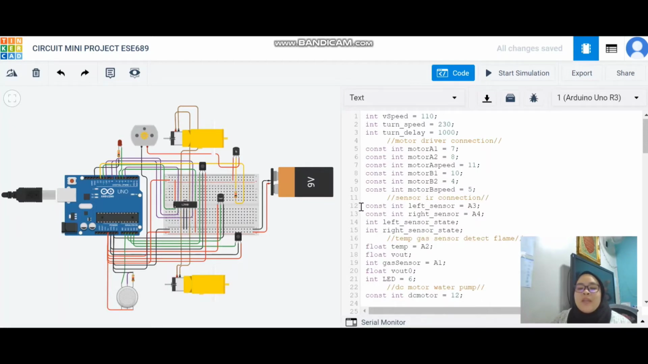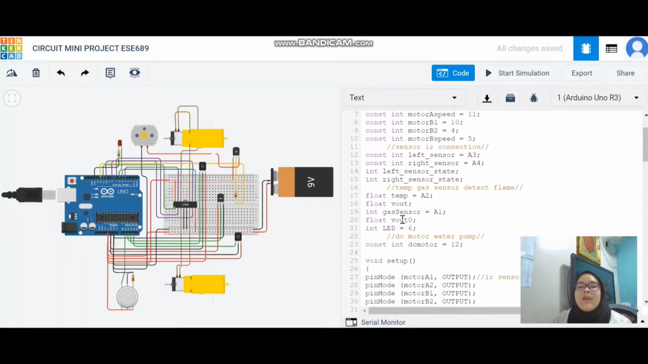Next, line 12 until line 15 is the declarations of the temperature gas sensor in order to detect flame. So we set the constant integer left sensor equal to A3 and the constant integer right sensor equal to A4. And for lines 14 and 15, we just declare the integer left sensor state and integer right sensor state.